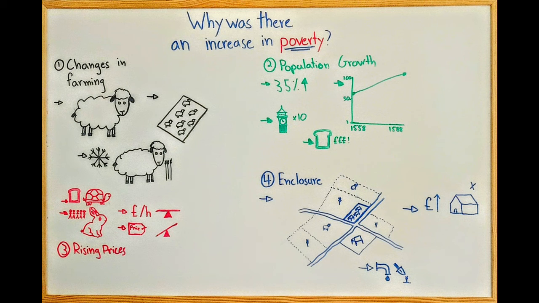And that all returns to this whole thing of why was there an increase in poverty? And it's 4 reasons, really. It's changes in farming, it's population growth, it's rising prices and enclosure, right? But what's crazy about it is all these different ideas connect. And if you think about it right now, take a think, how do they connect? That's what you call critical thinking. That's when you really start to use your brain. That's when things really start to tick over.